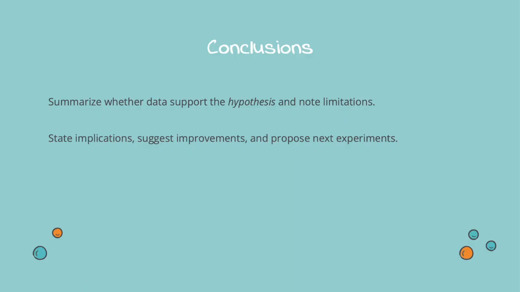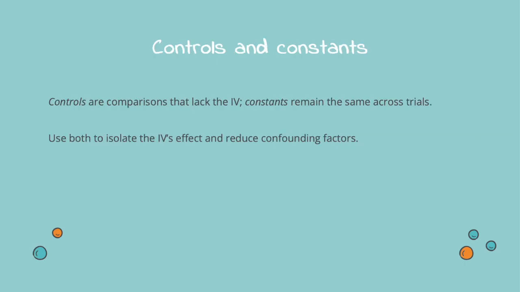However, before conclusions, you need to focus on the controls and constants as well. Controls are comparisons that lack the IV, and constants remain the same across trials. Use both to isolate the IV's effects and reduce confounding factors.